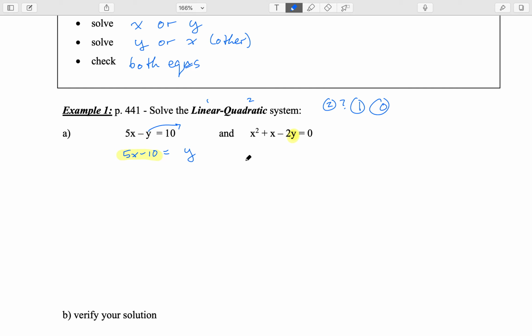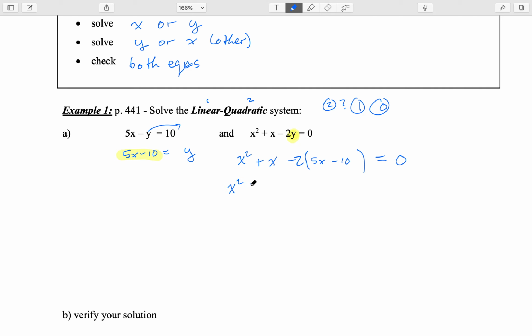So here's what I'm going to get. x squared plus x, those don't change, minus 2 times, now it's going to be 2 times this whole thing, because y is equal to 5x minus 10, 5x minus 10. Now that's equal to 0. Okay, so this is now an equation just in x. I can actually solve this. Here you're isolating one of the variables, here I'm actually solving. Okay, let's expand all this junk out.